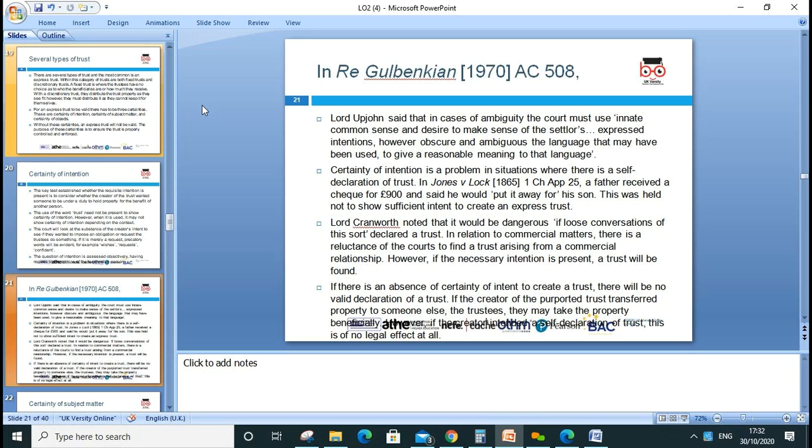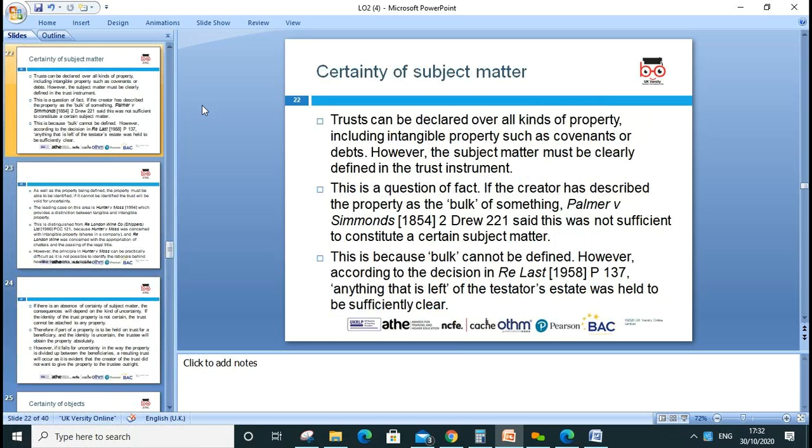Basically we need to think about a lot of rules about trust itself, but unfortunately sometimes the trust is not found, but the law is the law. If there is an absence of certainty of intent to create a trust, there will be no valid declaration of the trust. If the creator of the trust transfers property to someone else as trustee, they may take the properties for the benefit of others, not for their own interest. Any question here? No.